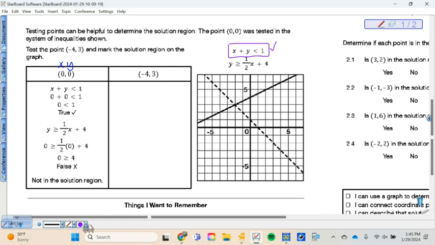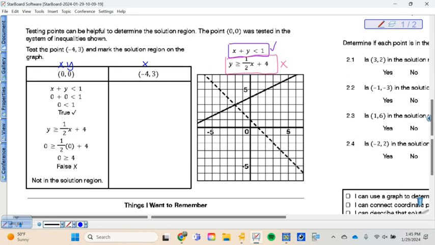But then when I plug in 0, 0 into the second inequality, I end up with 0 is greater than 4. That's false. So it's not a solution to this second inequality. Okay? So therefore, if it's only a solution to one, it's not a solution to the system. It has to be a solution to both. So let's do the same thing for negative 4, 3.